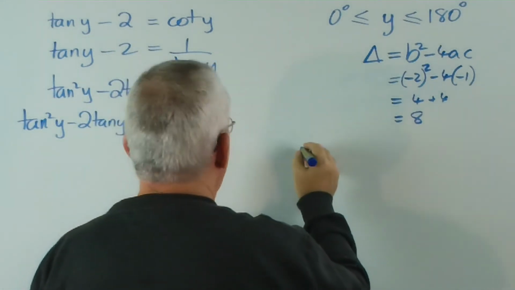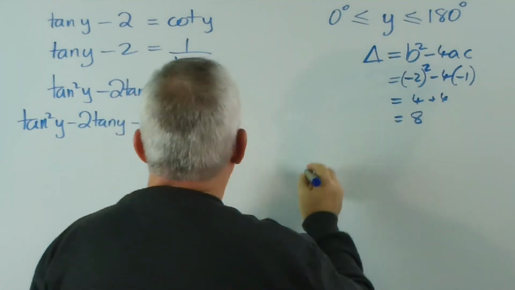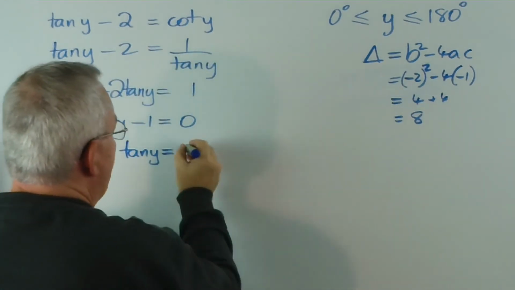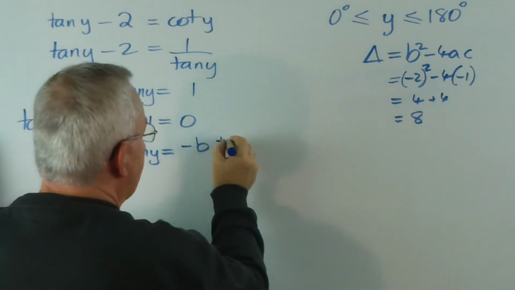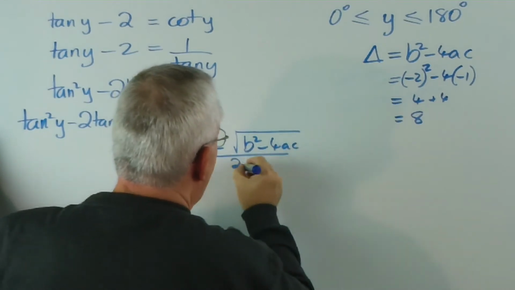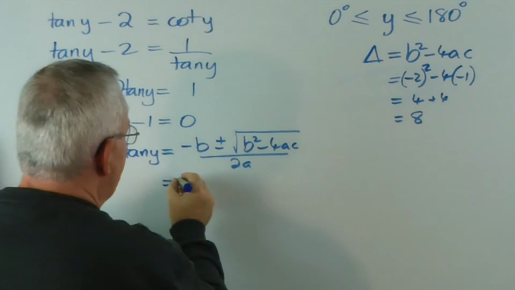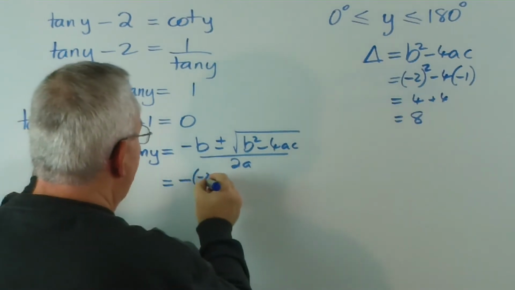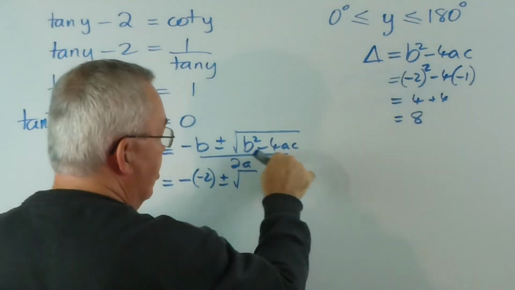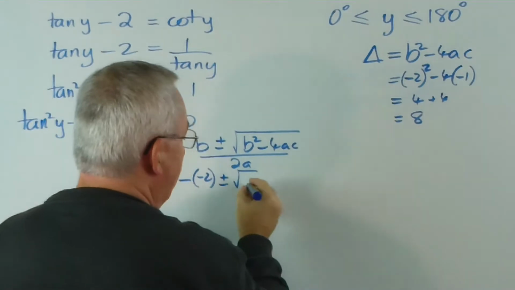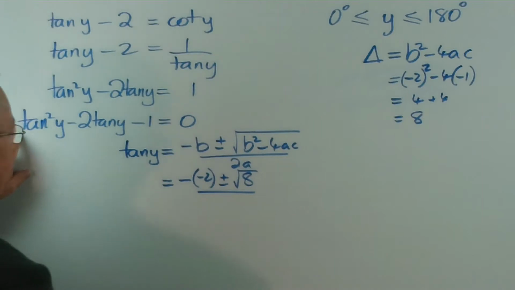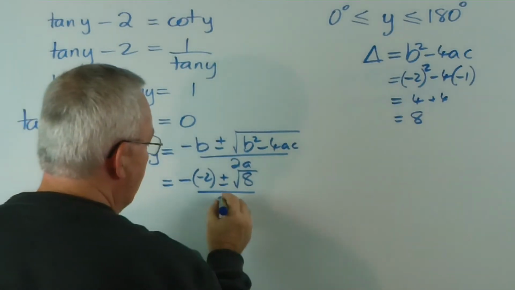I don't care whether you call them zeros or roots, but we'll write this. Tan y would equal minus b, plus or minus the square root of b squared minus 4ac, all over 2a, which is minus, now the b was negative 2, plus or minus the square root. Now we've already worked out this discriminant, that's worth 8, square root of 8, and 2 times a is the coefficient of tan squared, so it'll just be 2.